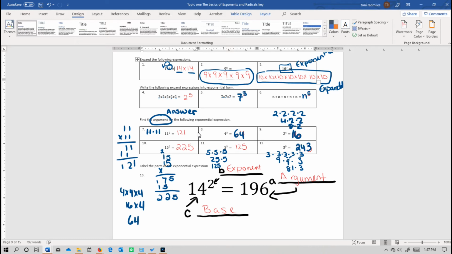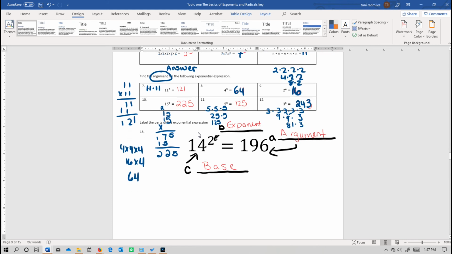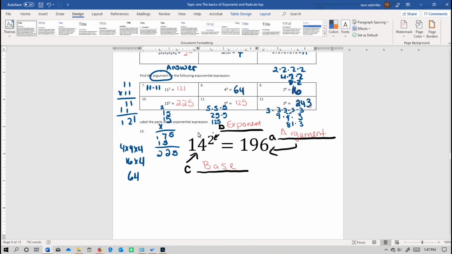All right, in the last question, I asked you to label the parts of the exponential expression. This is my exponent, my base, and the answer is called the argument. I'm just going to put here answer in parentheses.